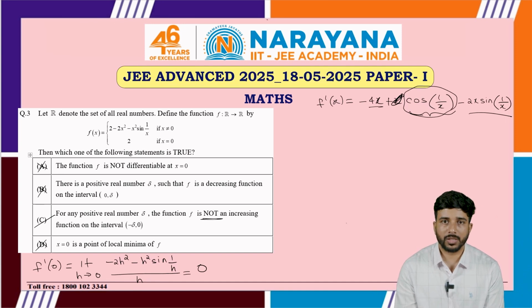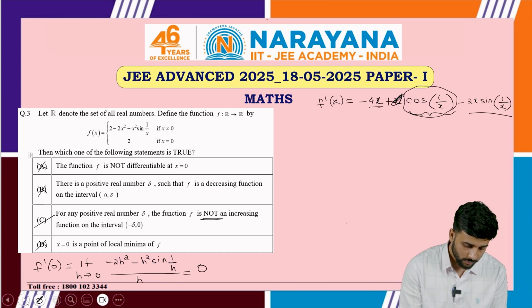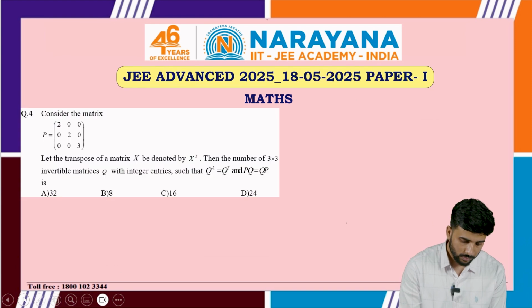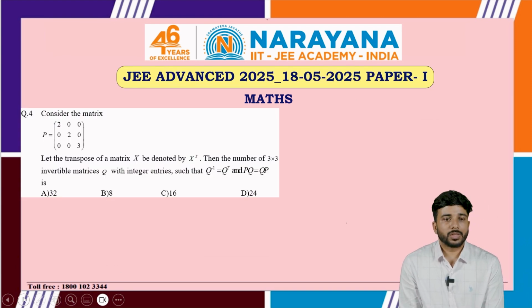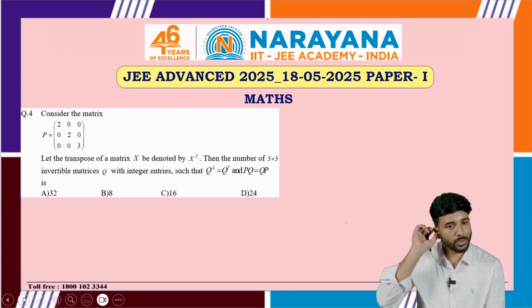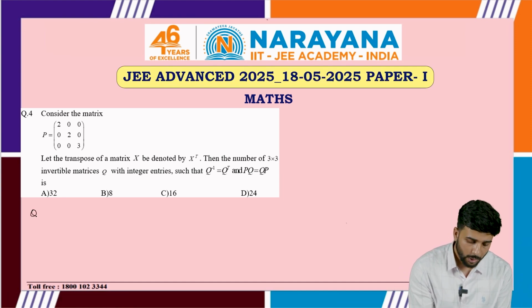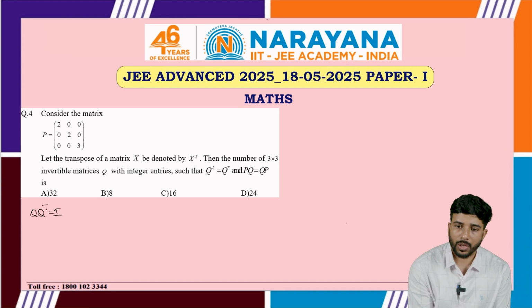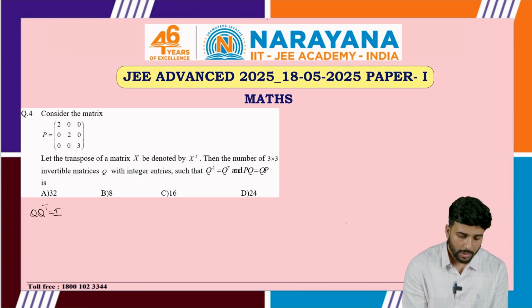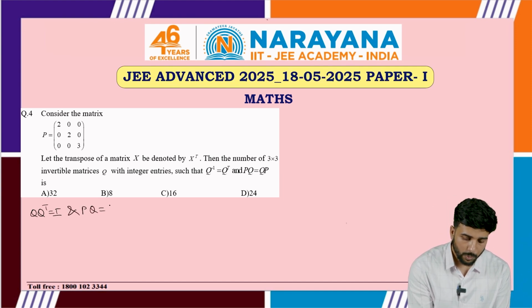Let us go for the fourth question now. Question based on matrices. He gave a matrix P which is 2 0 0 0 2 0 0 0 3. It's a diagonal matrix with entries 2, 2 and 3. Transpose of a matrix X denoted by X transpose, then the number of 3 by 3 invertible matrices Q with integer entries such that Q into Q transpose equal to Y. He's saying Q into Q transpose is equal to Y. So Q will be an orthogonal matrix and PQ is equal to QP.